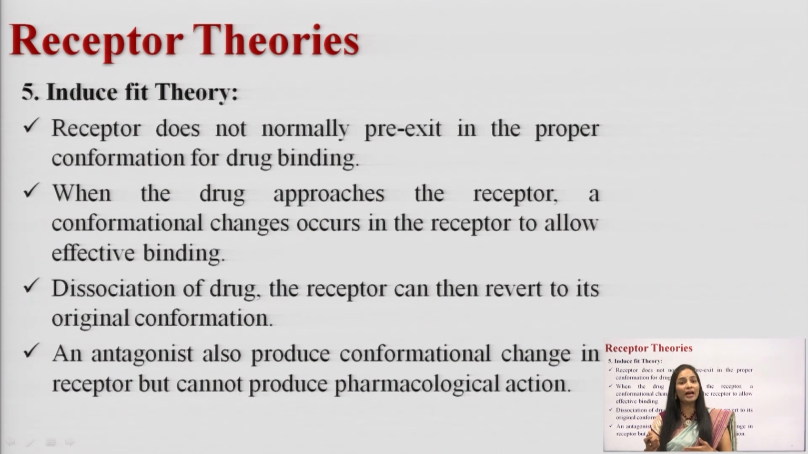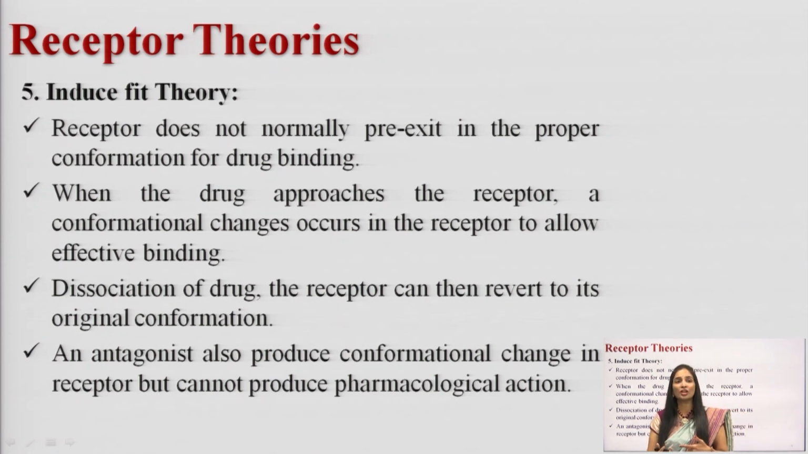So, once you have administered the agonist drug, this agonist drug will alter the conformation of a receptor, and then it will allow effective binding. Once the drug goes and binds to its receptor, there will be some conformational changes, and these conformational changes by the agonist drug will elicit the pharmacological action.